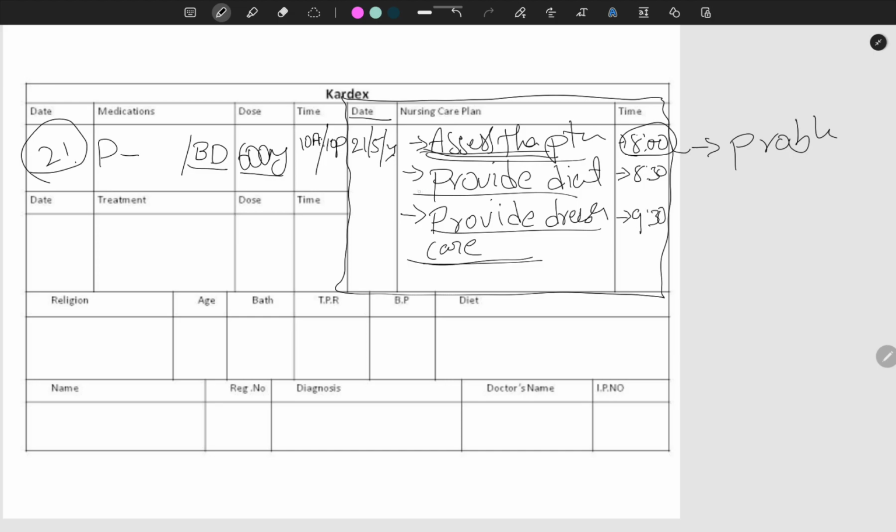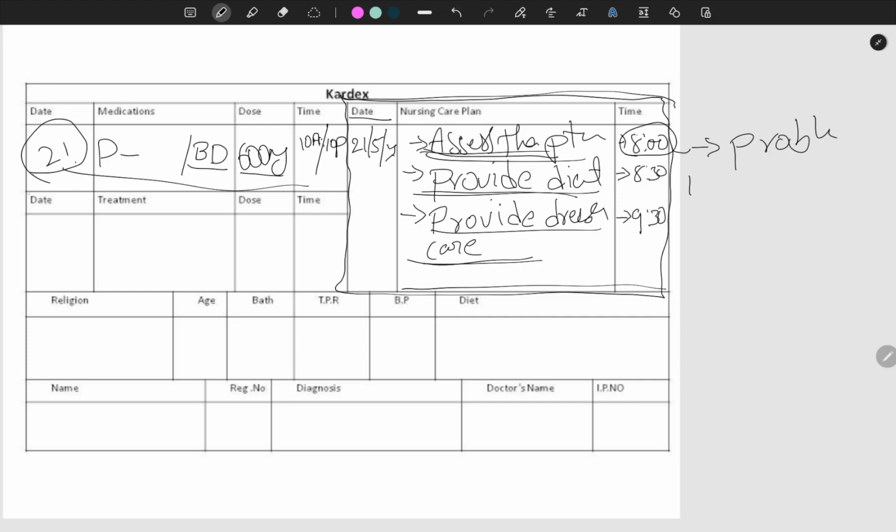Why? Because after giving diet you should not go directly for the dressing. Because the patient may feel unwell. So you go for the dressing care after 1 hour. It is just based on your plan. I'm just giving an example. So you have a medications column, a nursing care column and a treatment column here.